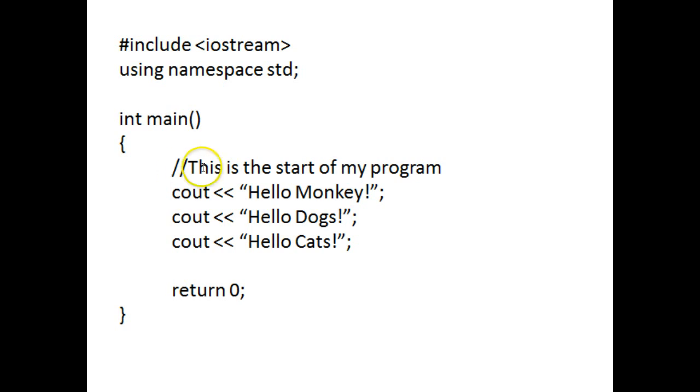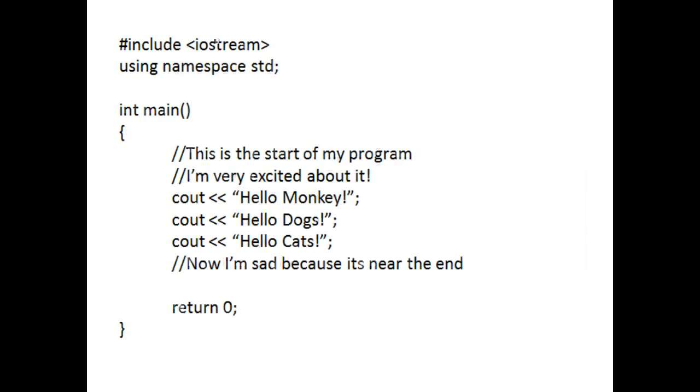So this first comment, basically anything on this line after what I wrote there is completely disregarded by the compiler and isn't really part of the program. So it's just for information. If I wanted to write several lines of comments, I would need to do the two forward slashes at the beginning of each of the lines. So I've got two lines which are completely commented out there, and just to show you that you can have your comments anywhere, we have one at the end here. Now I'm sad because it's near the end. So that is the first type of comment, which is the single line comment.